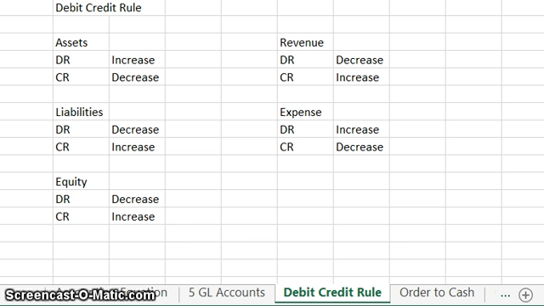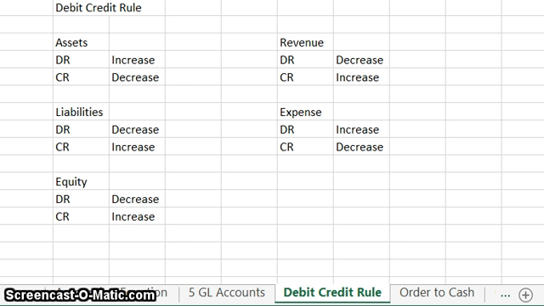With your liabilities, if you decrease your liabilities, it's a debit. And if you increase your liabilities, it's a credit. With equity, if you decrease your equity, it's a debit. If you increase your equity, it's a credit. With revenue, if you decrease your revenue, it's a debit. If you increase your revenue, it's a credit. With expenses, if you increase your expenses, it's a debit. And if you decrease your expenses, it's going to be a credit.